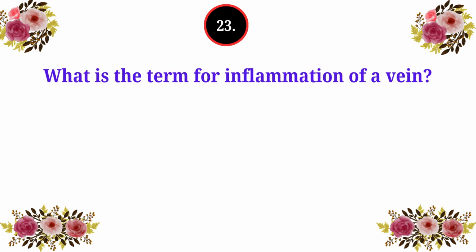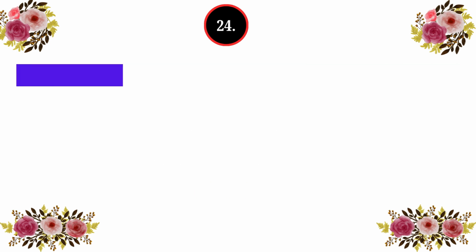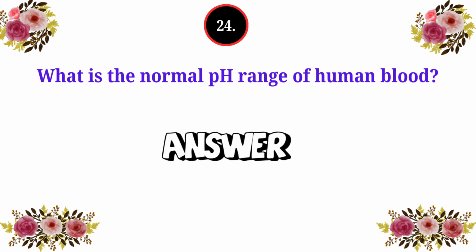23. What is the term for inflammation of a vein? Phlebitis. 24. What is the normal pH range of human blood? 7.35 to 7.45.